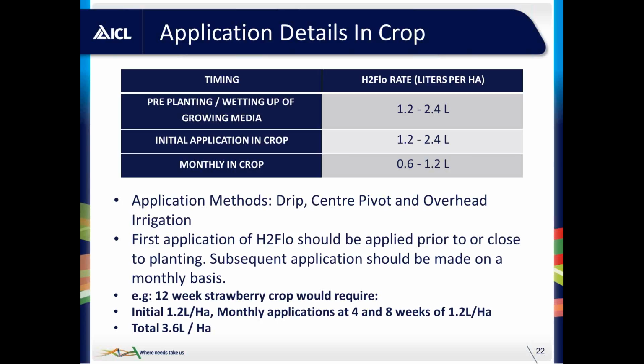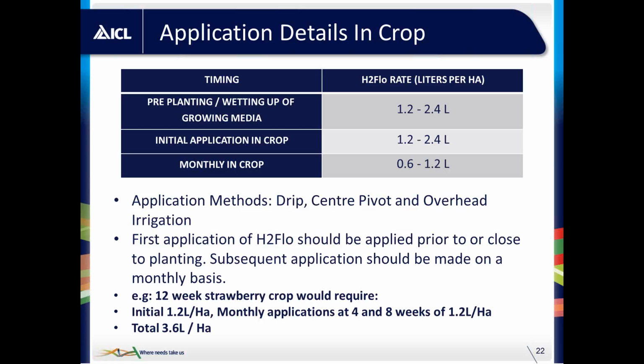The application rate, we have a range, and the reason for that range is that you do have different conditions. So the standard rate would be 1.2 litres per hectare, but we can go up to 2.4 litres per hectare if we have very dry conditions, very, very hot conditions, or soil that's in a very bad condition for that first application. You can go out at a higher rate. And then we have monthly applications at half of this rate, so between 0.6 and 1.2 litres per hectare.